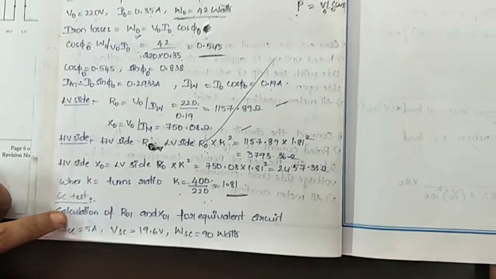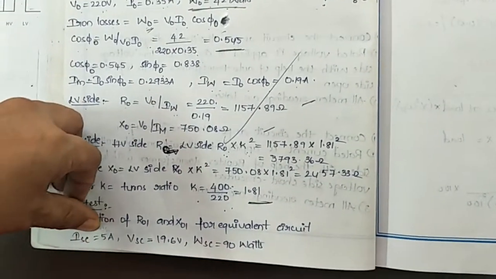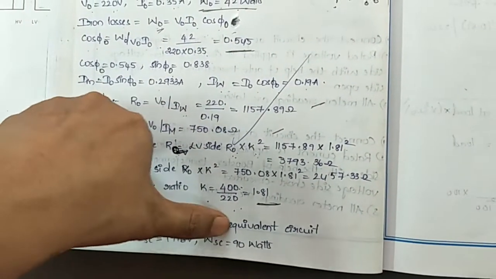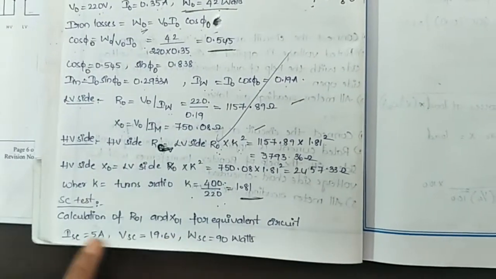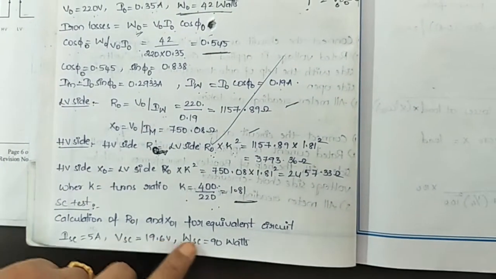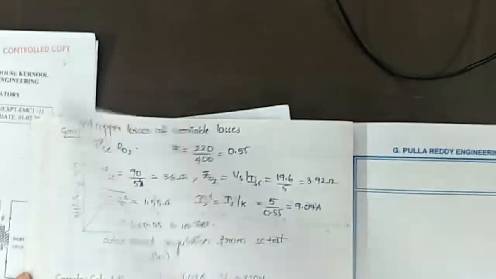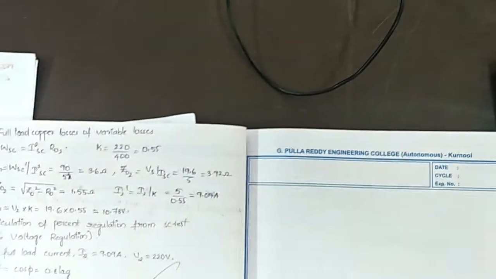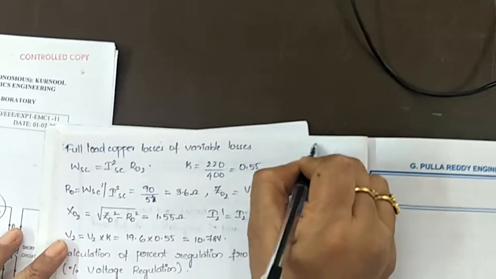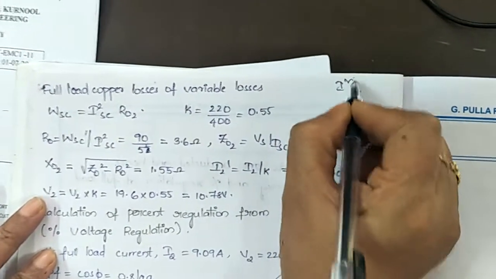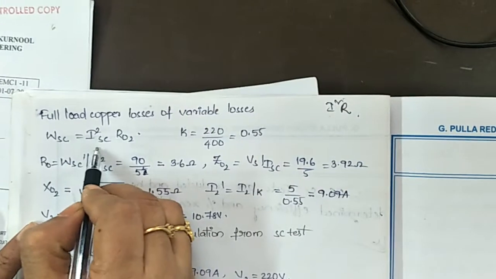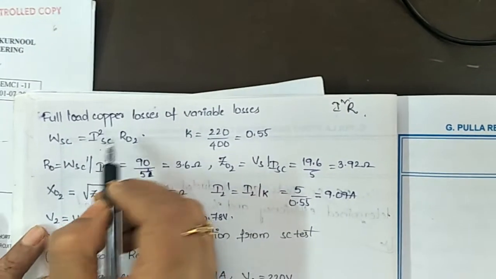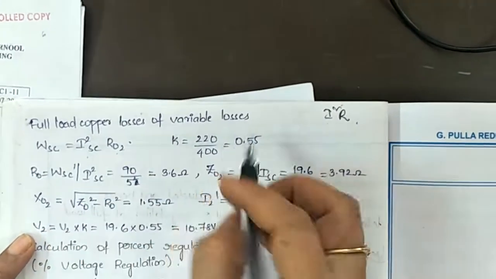From the SC test, we have obtained ISC, VSC and WSC values. ISC is 5, VSC is 19.6, WSC is 90 watts. The WSC, which is obtained as the wattmeter reading, indicates the copper losses. The formula for copper losses is current square multiplied by resistance. As ISC represents the short circuit current, it is ISC square into R02.